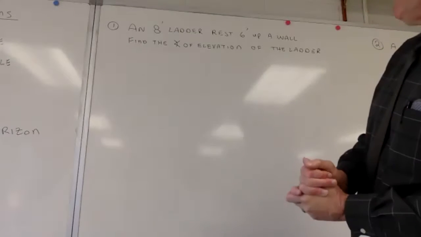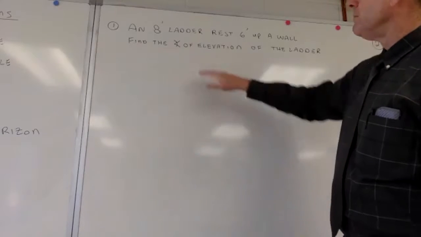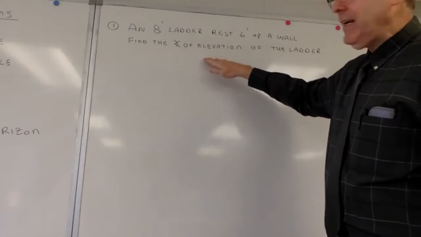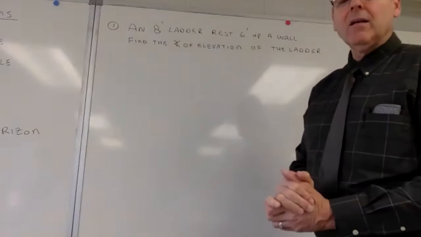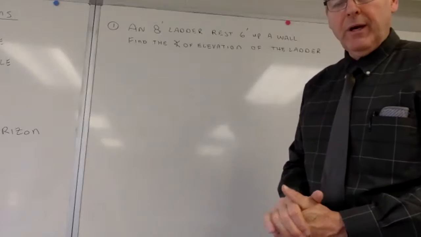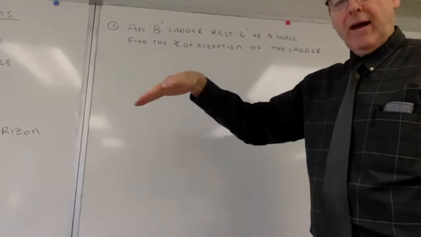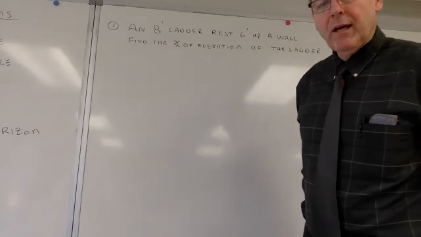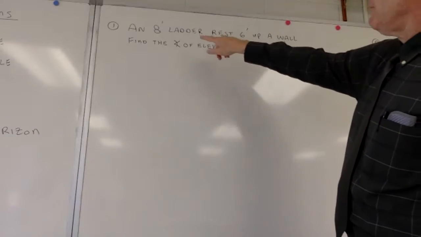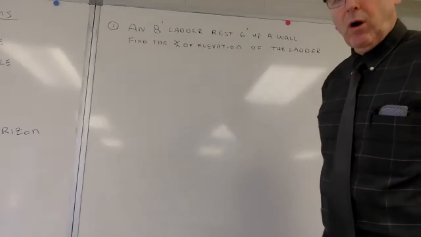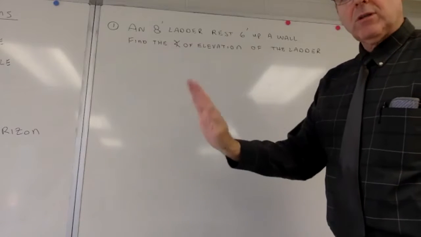All right, I have an 8-foot ladder and it's resting 6 feet up a wall. I want to know the angle of elevation of the ladder. So it's the angle of elevation that is formed between the ground, the horizon, and the ladder. That's what we're being asked to find: the angle of elevation when an 8-foot ladder rests 6 feet up a wall. So we want to find out that angle from the ground to the ladder.